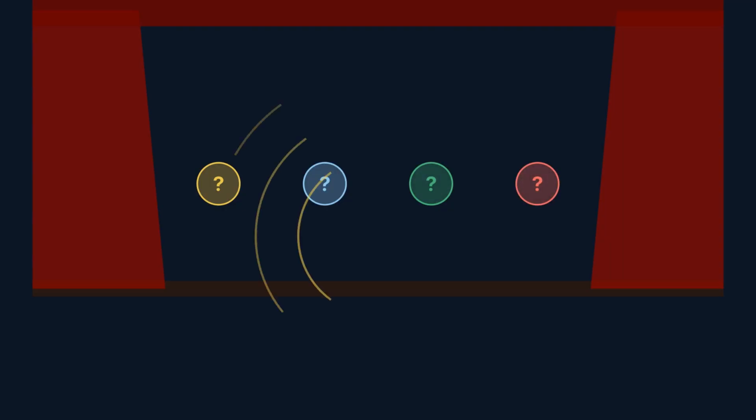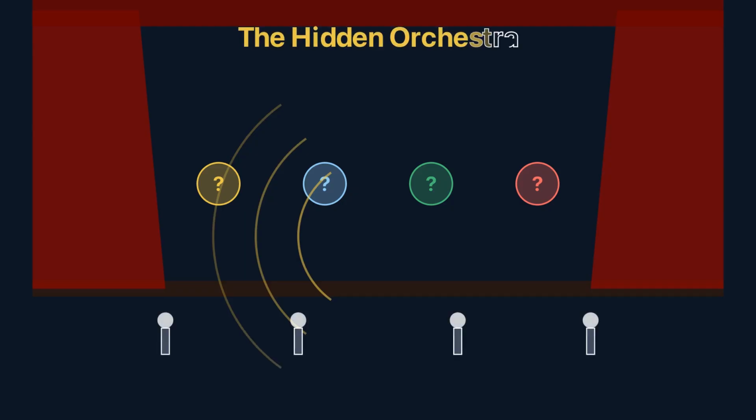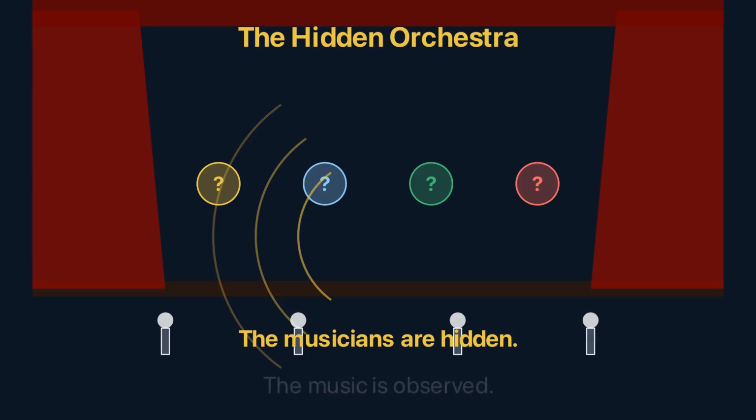A concert hall. The audience hears beautiful music, a mix of violin, cello, piano, and oboe. Each microphone in the hall picks up a different blend of all 4 instruments. You have the recordings, but you want to separate the individual instruments. The musicians are hidden. The music is observed.